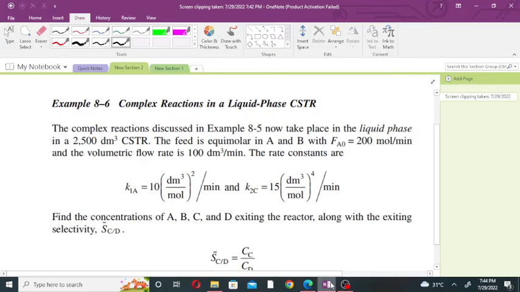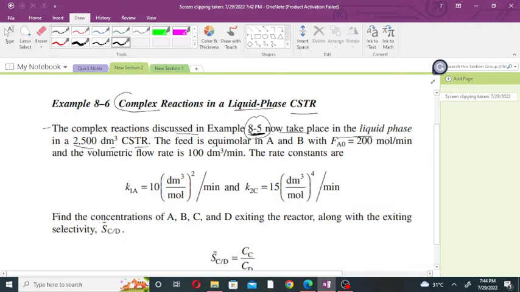Hello everyone. In this lecture we will discuss the complex reaction in a liquid phase CSTR. The complex reaction discussed in example 8-5, which we have already discussed, now takes place in a liquid phase 2500 dm cube CSTR.